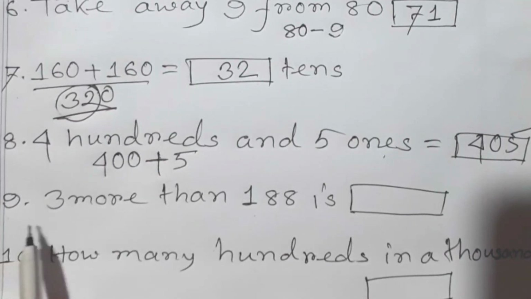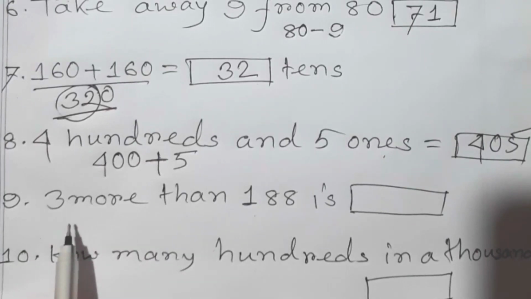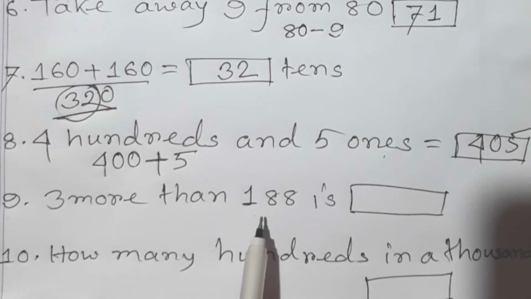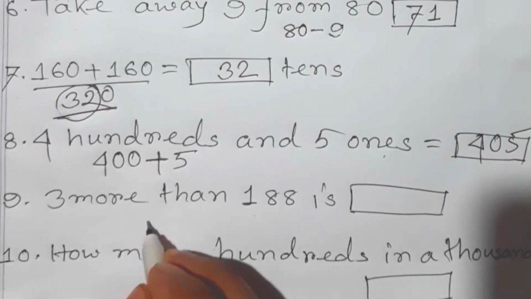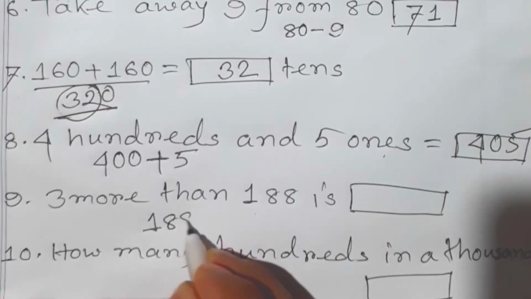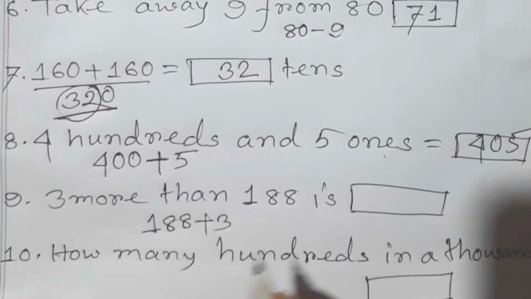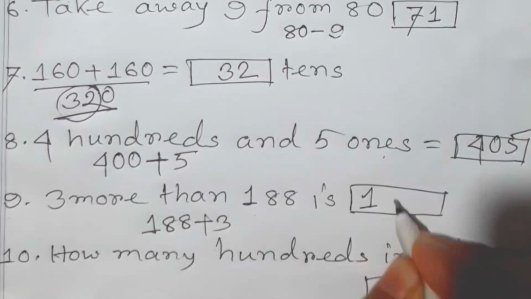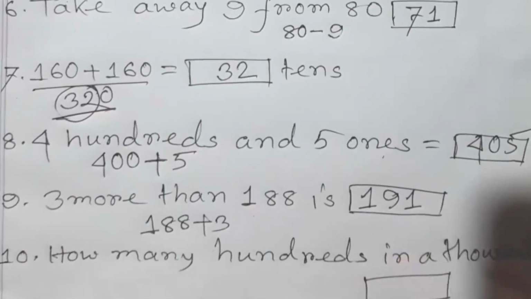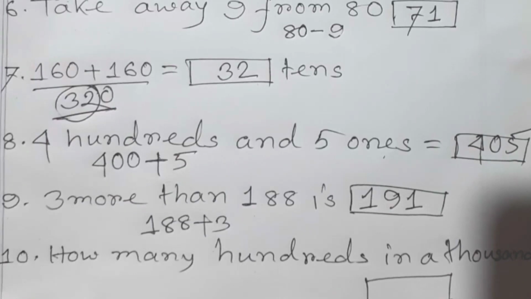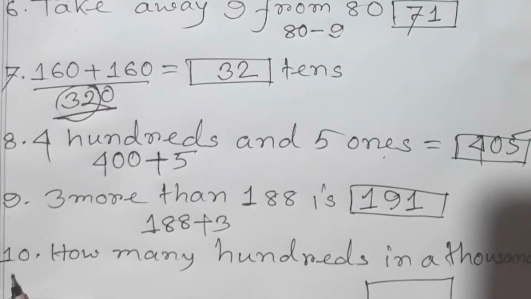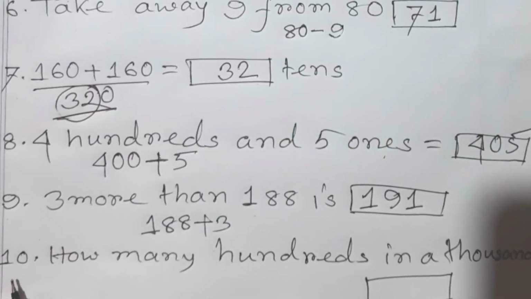Now number 9. 3 more than 188. That means 188 plus 3. That means the answer is 191. And finally the last number, that is number 10.